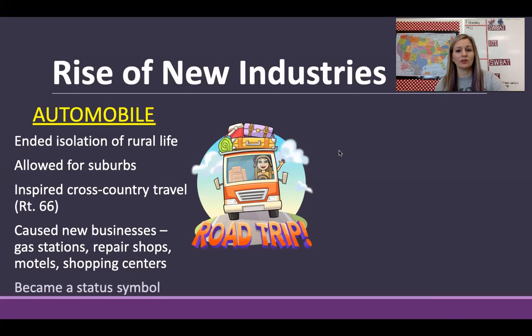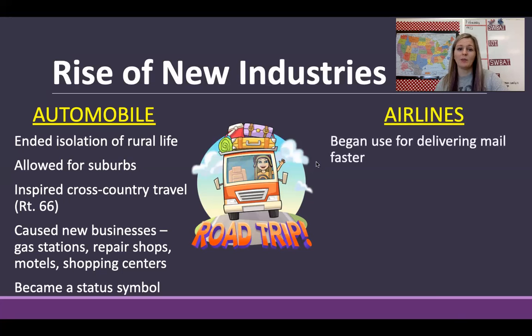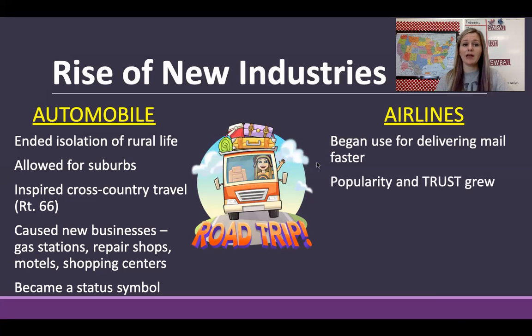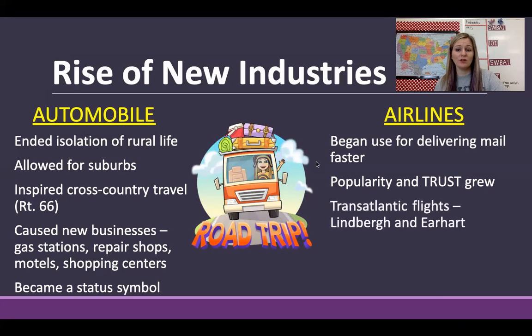The other industry that's really big is that we also are now going to be seeing the introduction of airlines. So this is still really small at this point. In the beginning, they just start realizing that they can use planes to be able to deliver mail faster. But eventually the popularity and the trust in planes starts to grow. And some airlines open up so that people can actually use it as a form of travel. You've got really popular people like Charles Lindbergh and Amelia Earhart who make transatlantic flights and go across the entire Atlantic Ocean and get a ton of attention as a result of it.